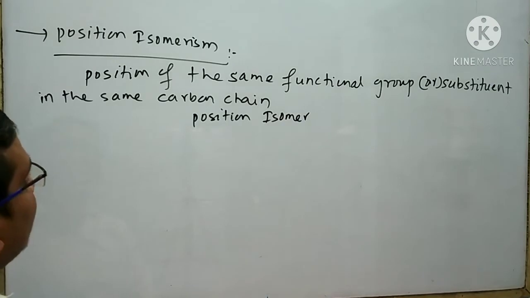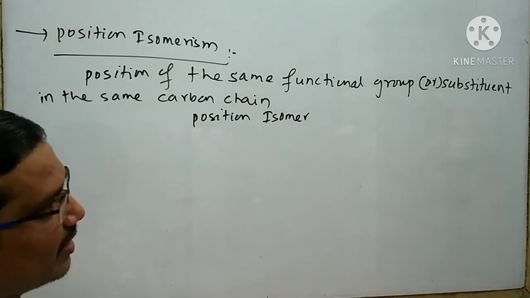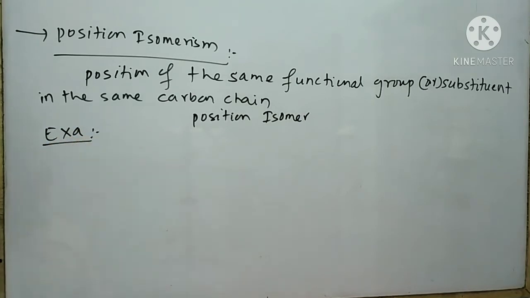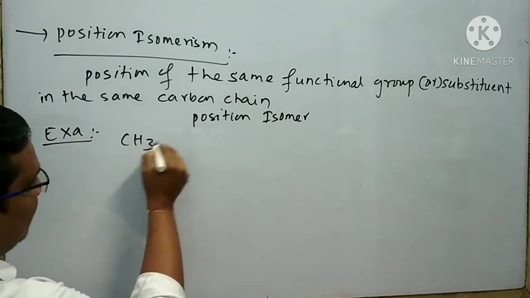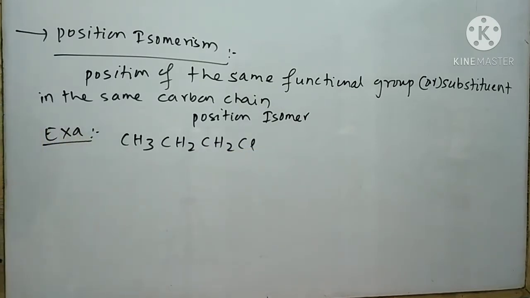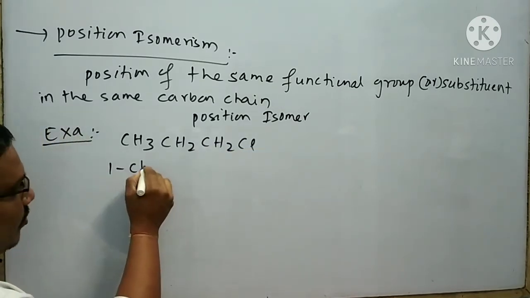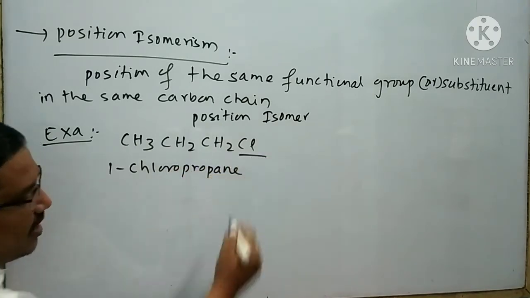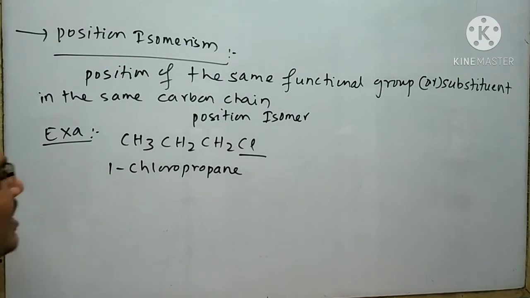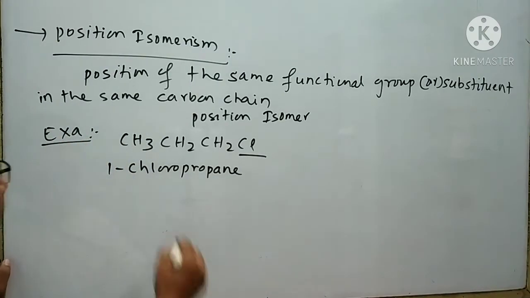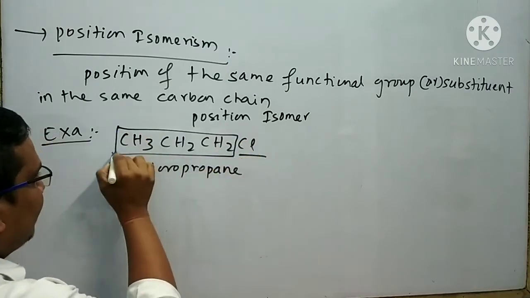Let me explain position isomerism with the help of an example. Suppose take an example. CH3, CH2, CH2, Cl. The name of this organic compound is said to be 1-chloropropane. Here chlorine is the substituent and it is present at the 1 number carbon atom of the parent chain. This is your parent chain.